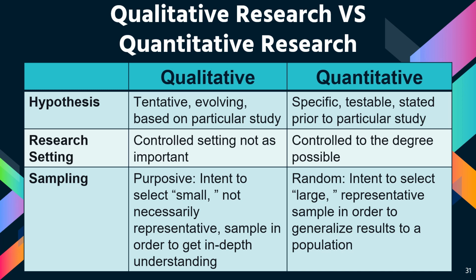When it comes to sampling method, in a qualitative research, we usually use purposive sampling, in which it intends to select small but not necessarily representative sample in order to get in-depth understanding. However, in a quantitative research, we usually use random sampling, wherein it intends to select large representative sample in order to generalize results to a population.